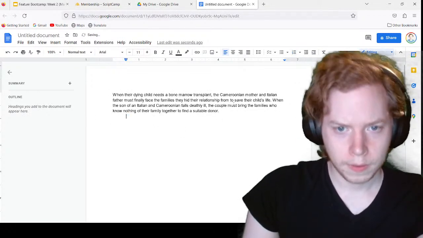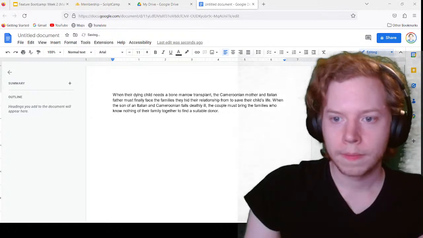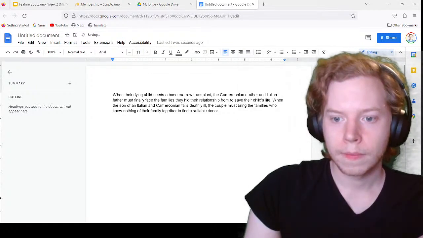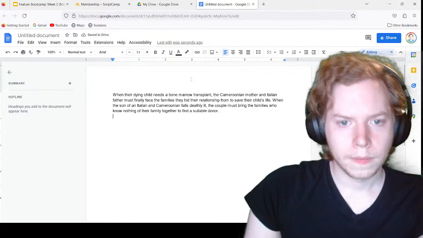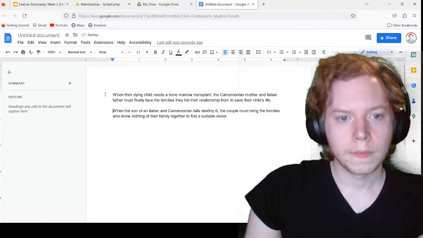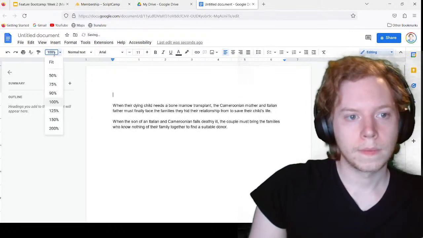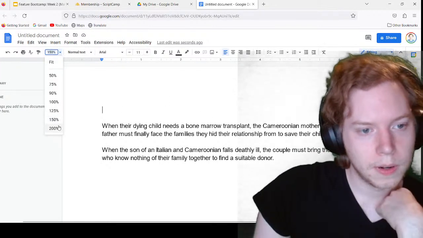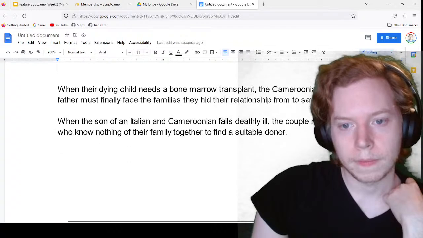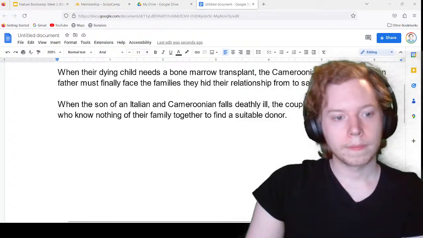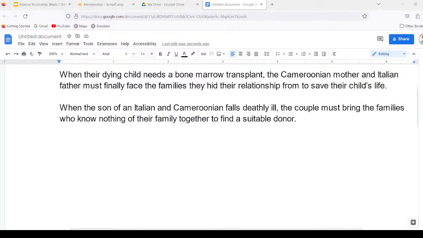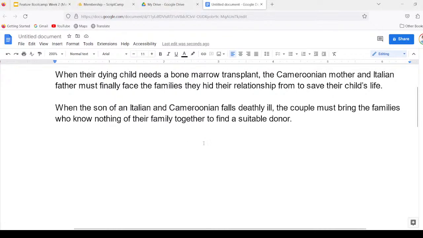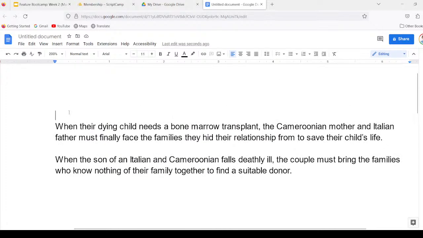When their dying child needs a bone marrow transplant, the Cameroonian mother and Italian father must finally face the families they hid the relationship from to save their child's life. Okay, and maybe read the second one. When the son of an Italian and Cameroonian falls deathly ill, the couple must bring the families who know nothing of their family together to find a suitable donor.